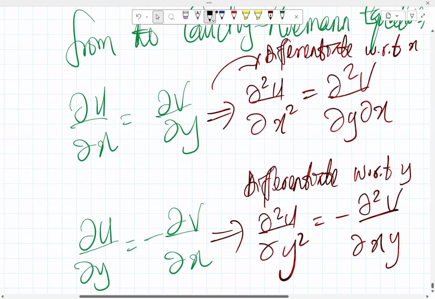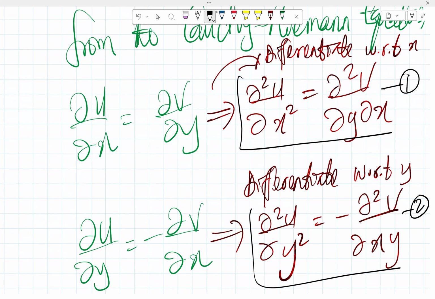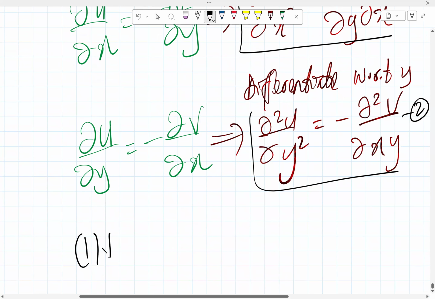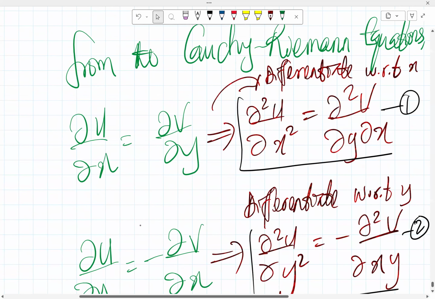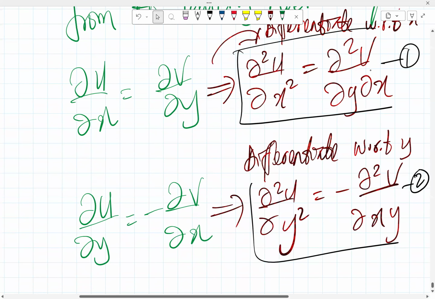So if we say this is equation 1 and this is equation 2, and we add equations 1 and 2, what do you get? You get partial squared u partial x squared plus partial squared u partial y squared. And that is equal to, on the other hand, partial squared v partial y partial x, and down here, minus partial squared v partial x partial y.